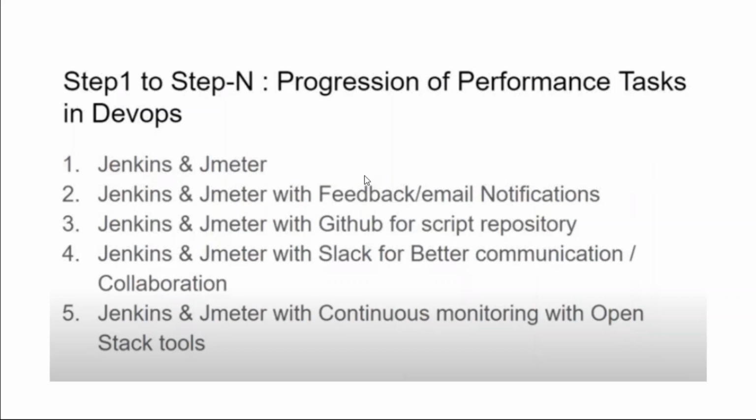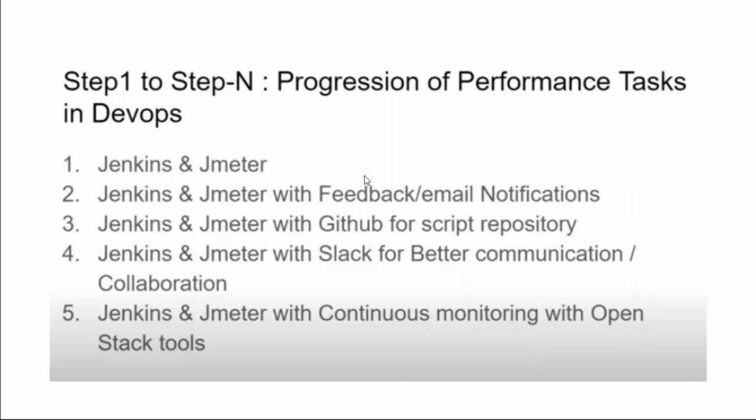And then we'll also look into some of the monitoring aspect as well, a continuous monitoring with some open source stack tools. We'll also look into integrating Jenkins with AppDynamics for continuous monitoring. So it's a sequence of steps. What is required for us in performance testing? You integrate your performance testing tool, and you integrate a feedback mechanism of email notification or a Slack channel.